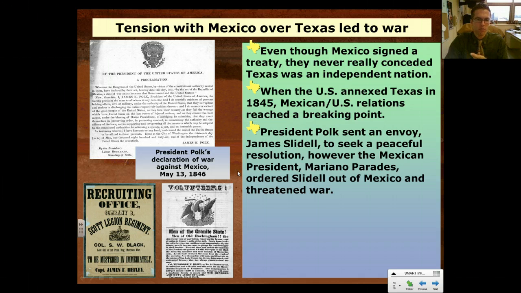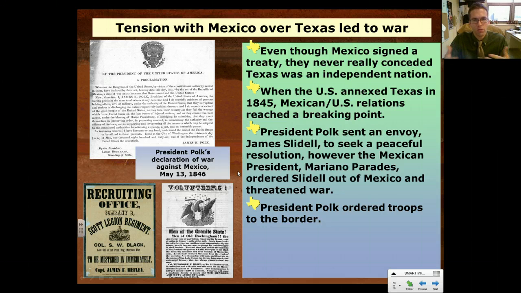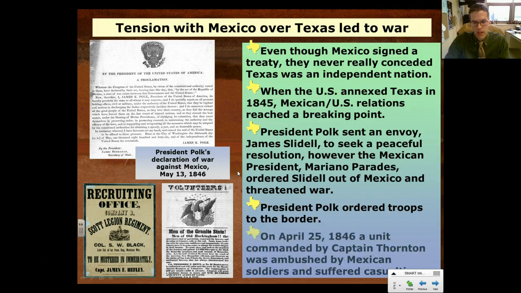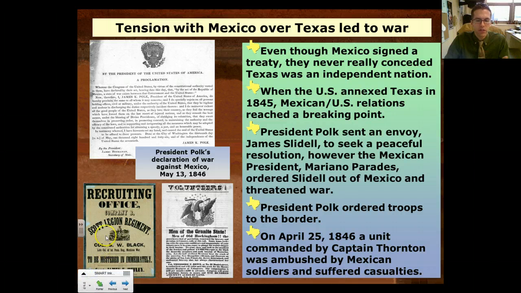All right, we're not accepting this, and this is going to be the start of it. And so Polk orders troops down to the border, get ready for war, and you have the first casualties of the war on the southern border. Was this in Texas, or was it in Mexico? This is going to come up with President Lincoln and the spot resolution.